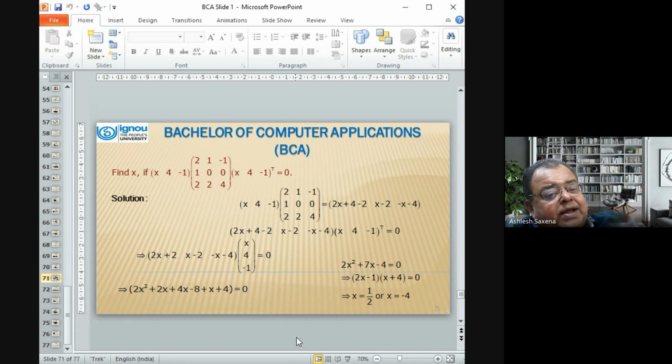It can be written as 8 minus 1. 8 minus 1 is 7. And the factors are 8 and 1.